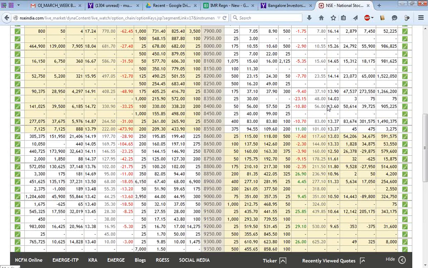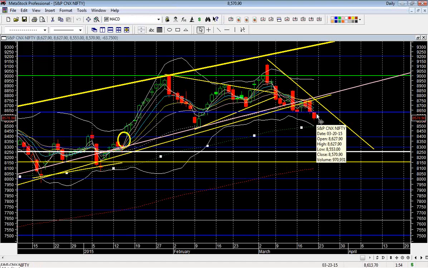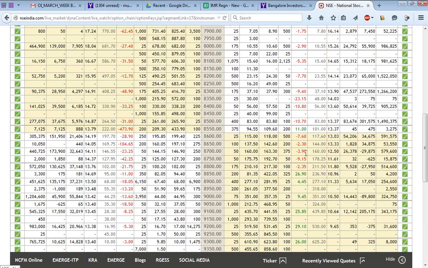It's not gone up on Friday? This is Friday's data, yeah. So even though the market has gone down, as we know, by 63 points, you can see that the April data for the puts, the premium has also gone down.